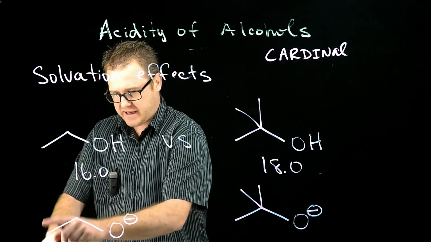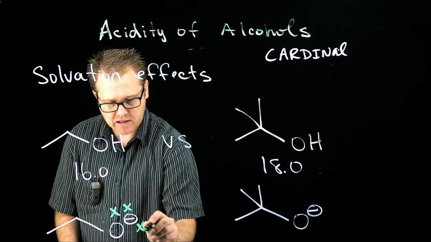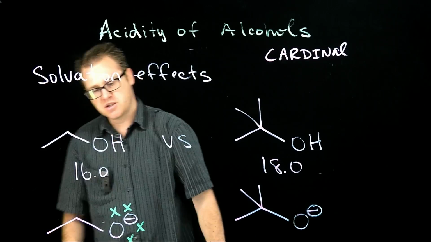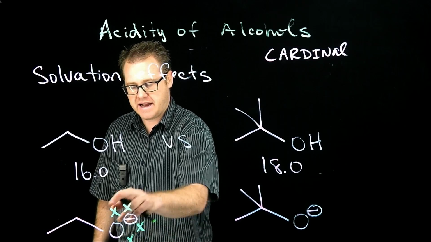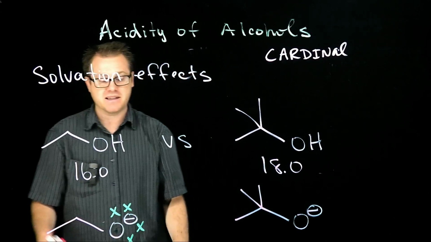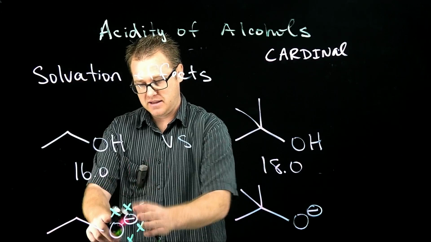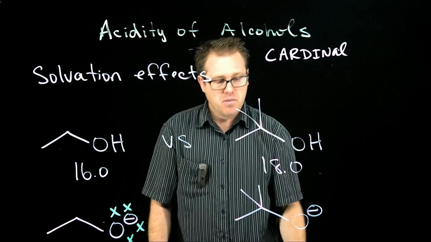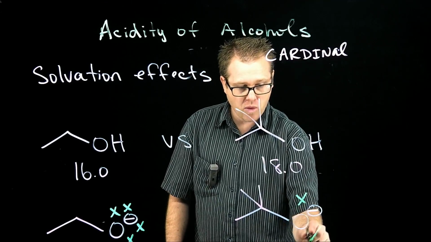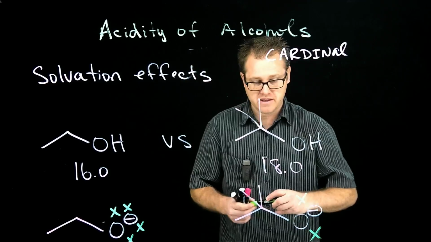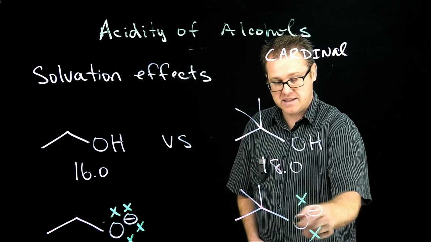When you have less sterics, you can have more solvent molecules solvate that anion right there. Now these green X's, I'm just representing those as solvent molecules, that they can solvate that anion very well. But when you have this steric bulk here, it's going to make it more difficult for solvent to encapsulate or solvate this anion.